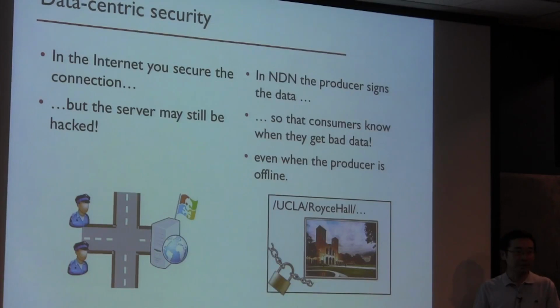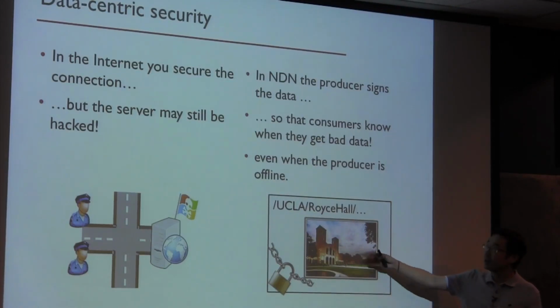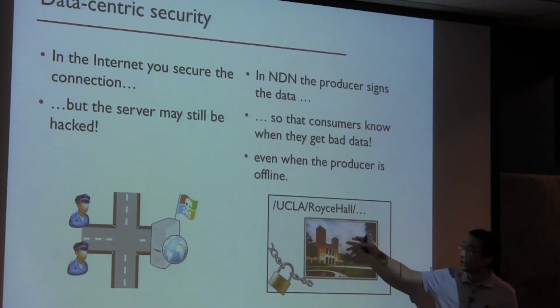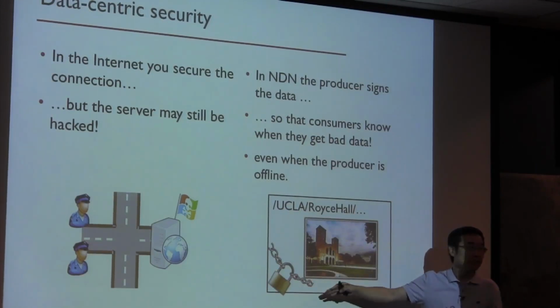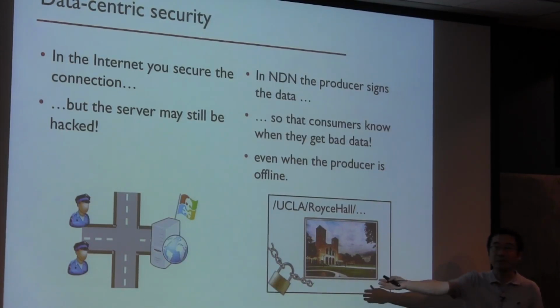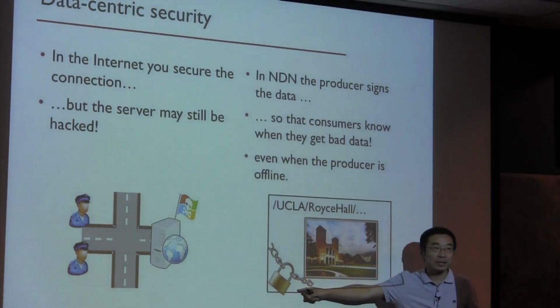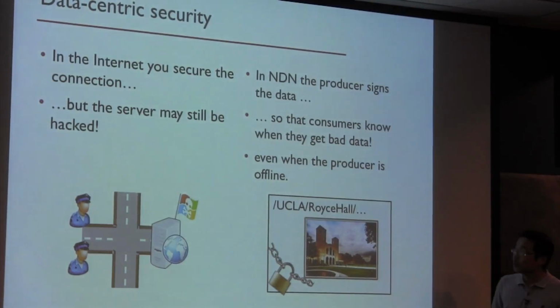NDN says, instead of focusing on securing the path or the session, you secure the data itself. You have the name, you have the content, you put your signature there. So no matter where you get this content, you can get it from a stranger you run into outside of this building. If you can verify the signature, you know this is authentic data. So overall, we call it data-centric security.